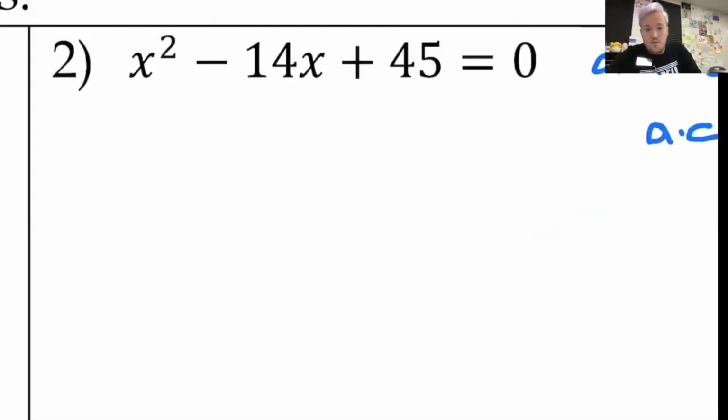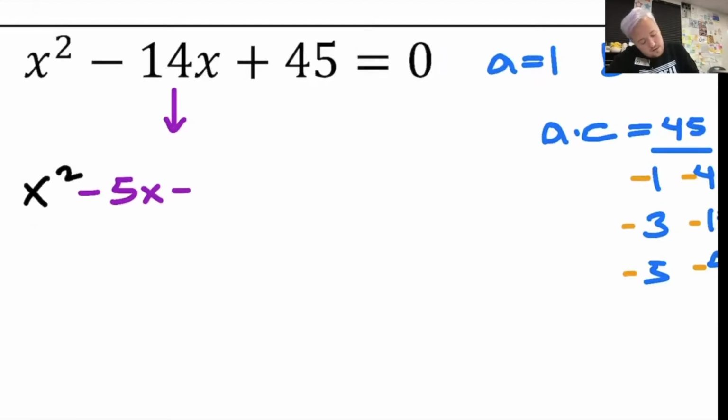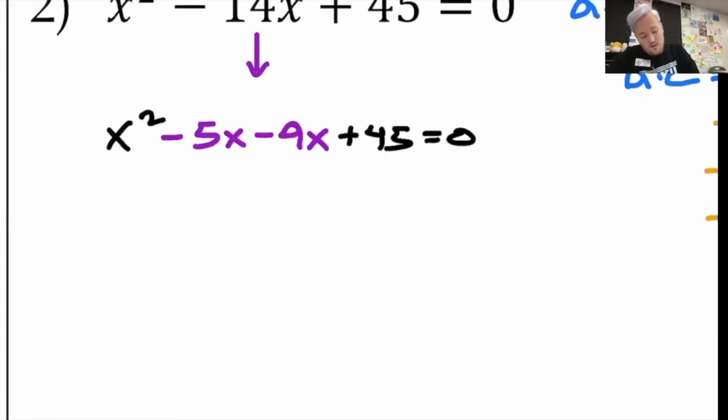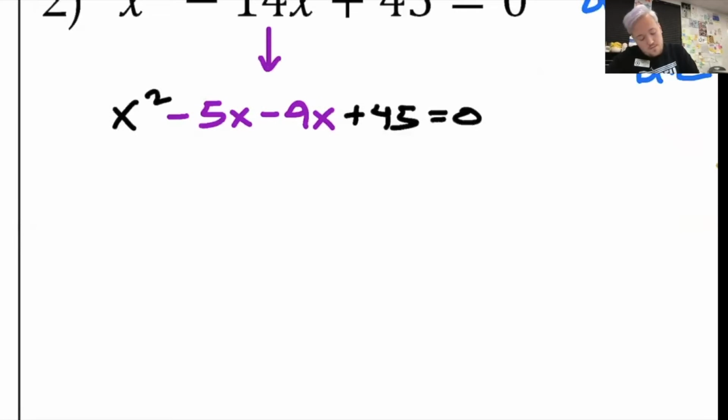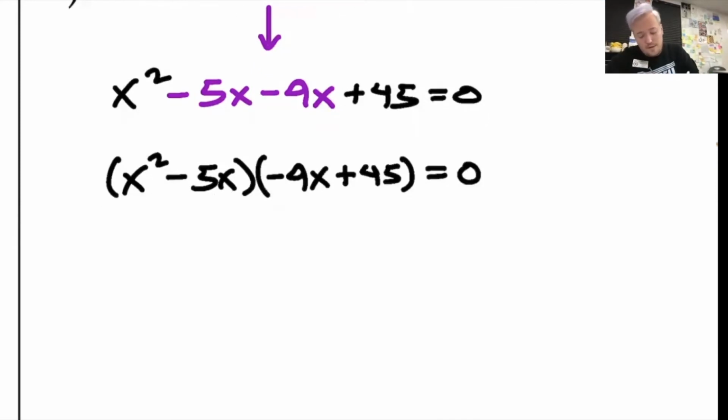All right, so over here, I'm going to split the middle using those two factors. So x squared minus 5x minus 9x plus 45 equals 0. All right, so I'm going to go through this kind of fast since we've already done factoring. So I'm going to do grouping. So x squared minus 5x minus 9x plus 45 equals 0.